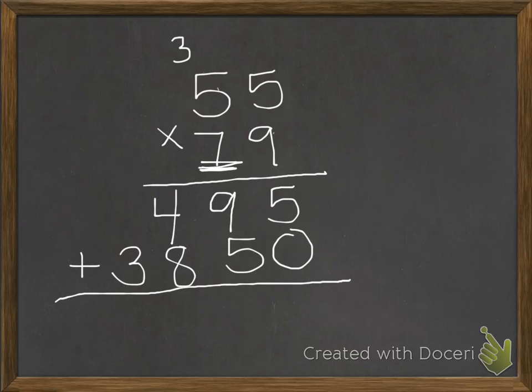So now I can just simply add 5, 14, write down the 4, regroup my 1, 8, 9, 10, 11, 12, 13, 4,345. Let's do one more.